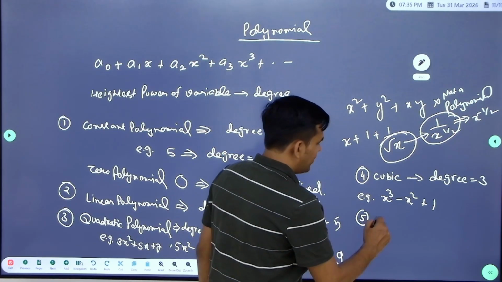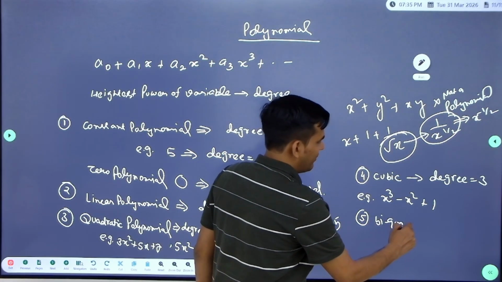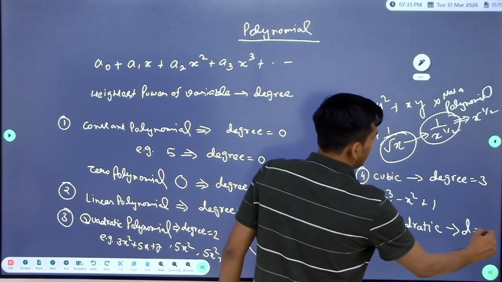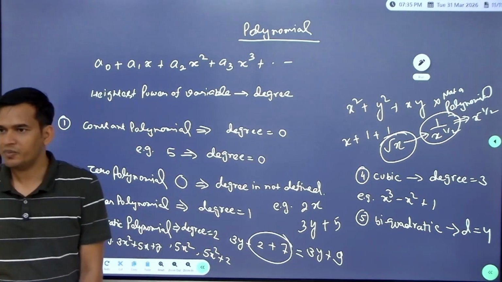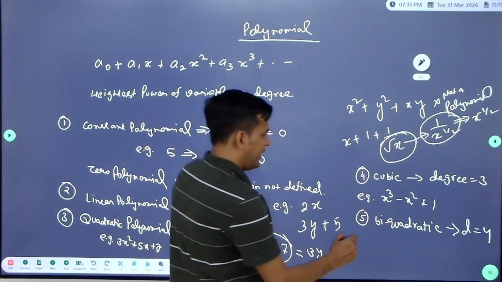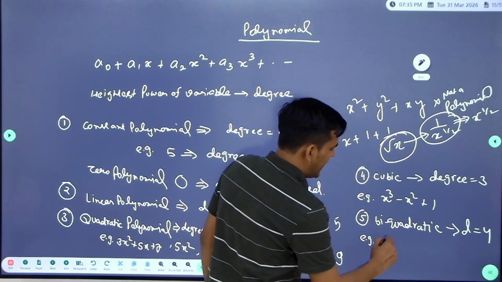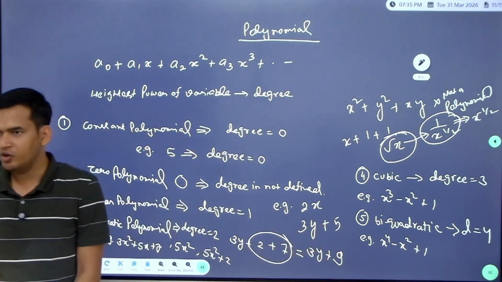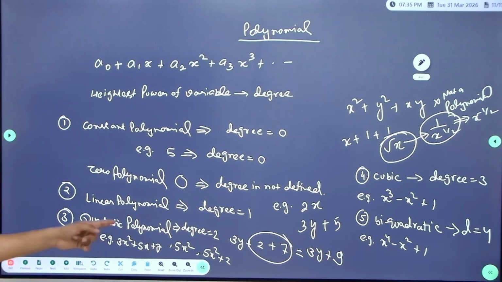Then the fifth one, biquadratic. Up to biquadratic you have to remember. Biquadratic polynomial is a polynomial with degree equal to 4. Example, x4 minus x square plus 1. This is a biquadratic polynomial because the degree of this is equal to 4. So this is one of the classifications of the polynomial based on the degree of the polynomial.